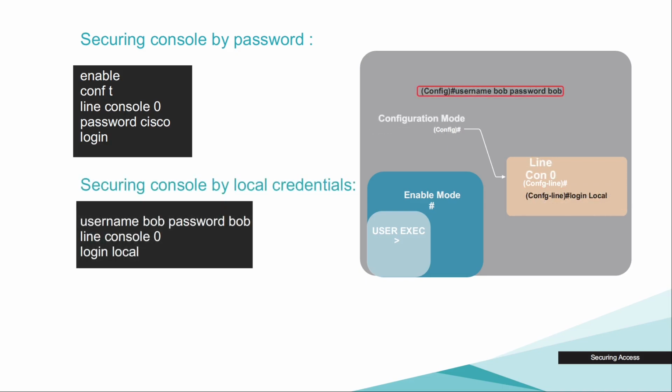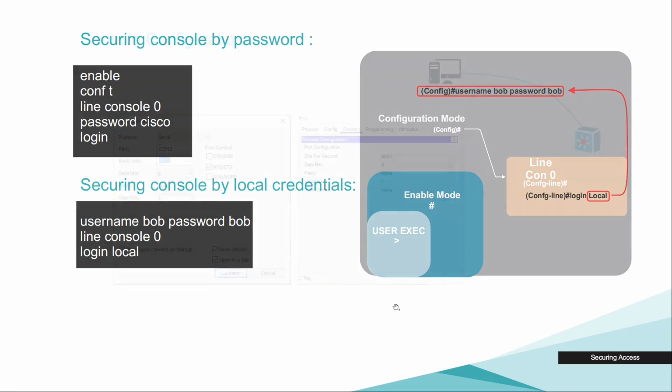We can also secure our console port by creating local credentials. In global configuration mode, we can set up a username and password. As we can see in our example, username Bob, password Bob. After that, we go to the line console sub-configuration mode and put the command login local. This means anyone who wants to access the console cable should be checked against the local credentials created on that device.